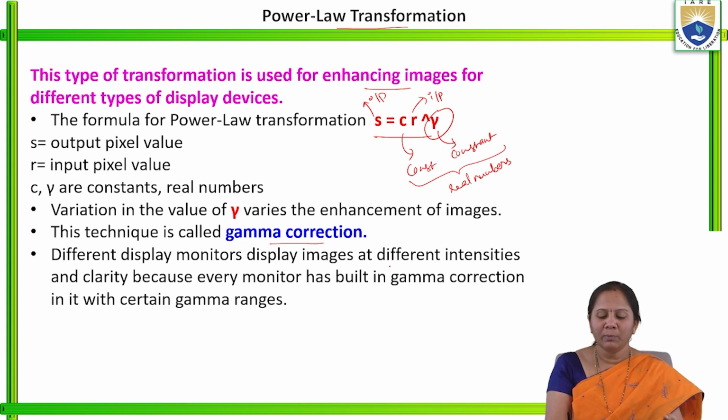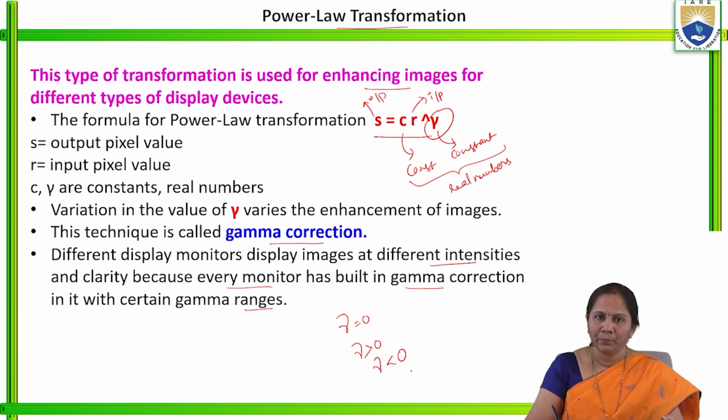Different display monitors display images with different intensities and clarity, because every monitor has built-in gamma correction with certain gamma ranges. Here the value of gamma may be greater than 0 or the value of gamma may be less than 0. Based on all these cases, we will see how the intensity changes for these ranges of gamma values.